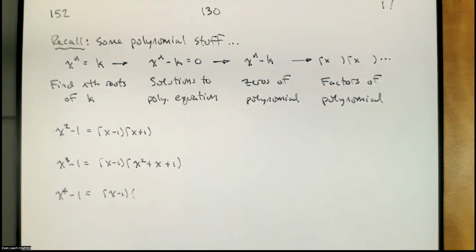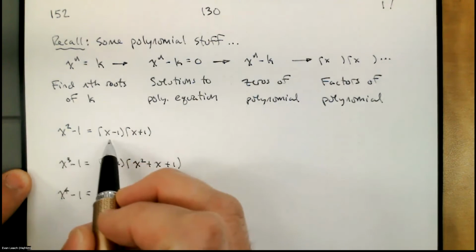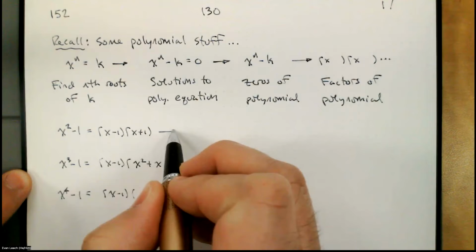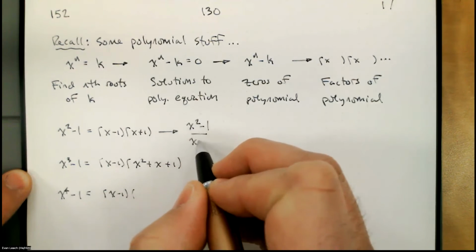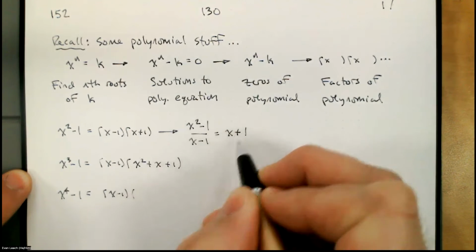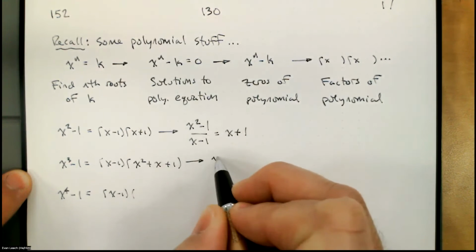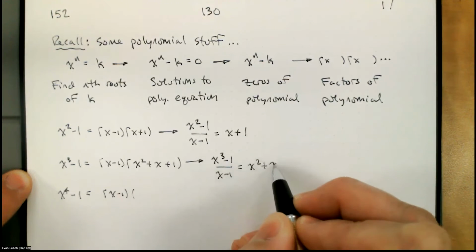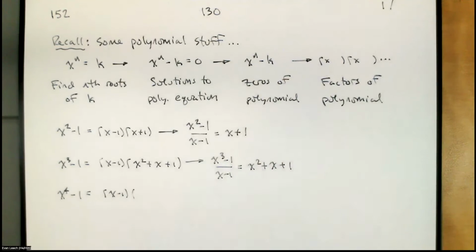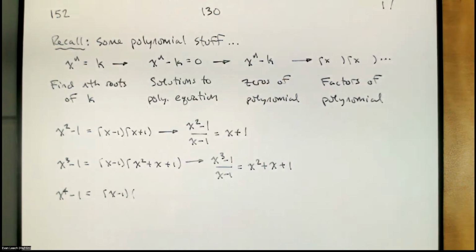There are a couple of ways that we can get at this. One way would just be to use division. So notice that if x squared minus 1 is x minus 1 times x plus 1, then in the division realm, we could say x squared minus 1 over x minus 1 is x plus 1. In terms of division, we could say x cubed minus 1 over x minus 1 is x squared plus x plus 1. Nothing really fancy going on here.